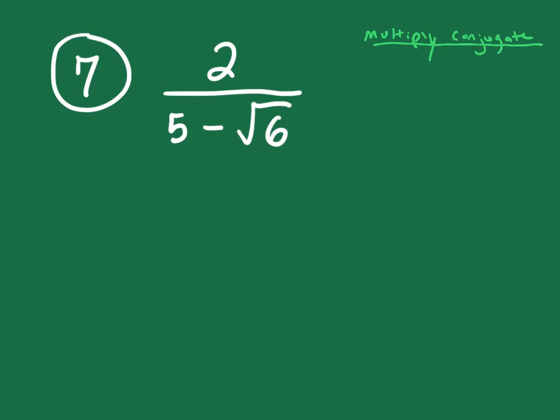And the conjugate, so we're going to multiply that. The conjugate is just the same binomial, only the sign in the middle is going to change. So instead of 5 minus square root of 6, it's going to be 5 plus square root of 6. And you're going to multiply that on both the top and the bottom.